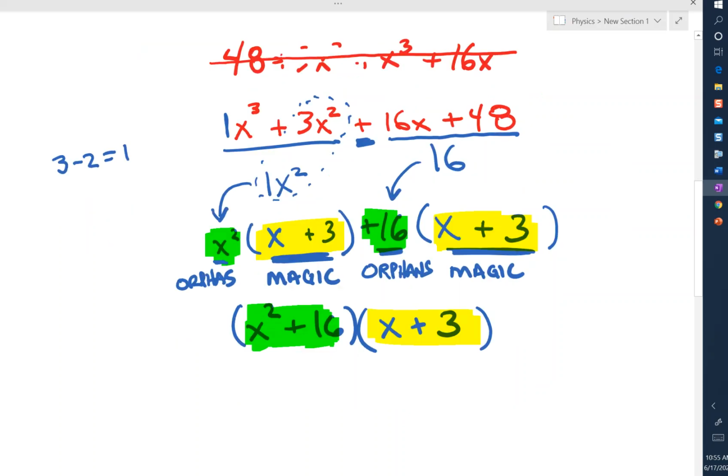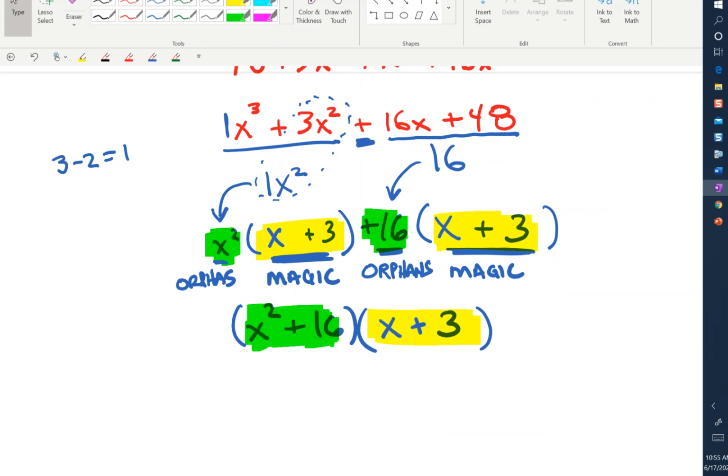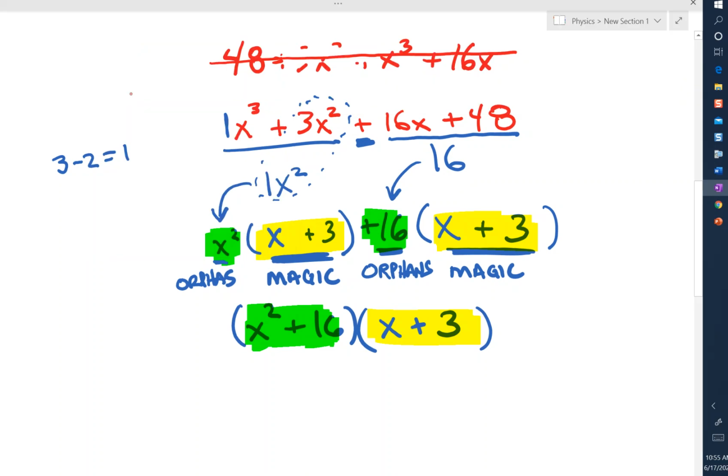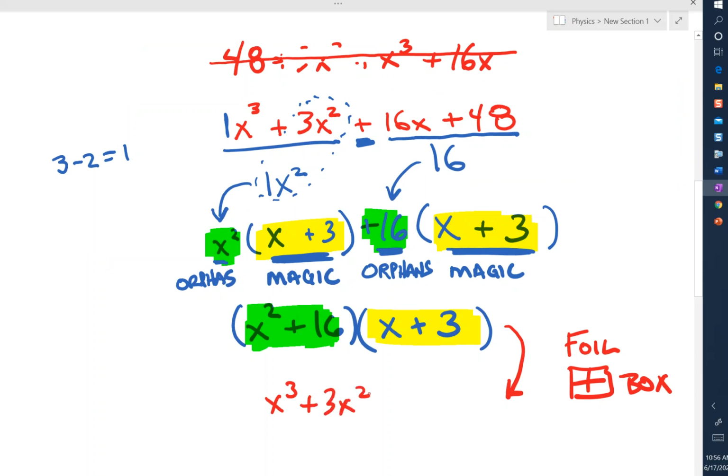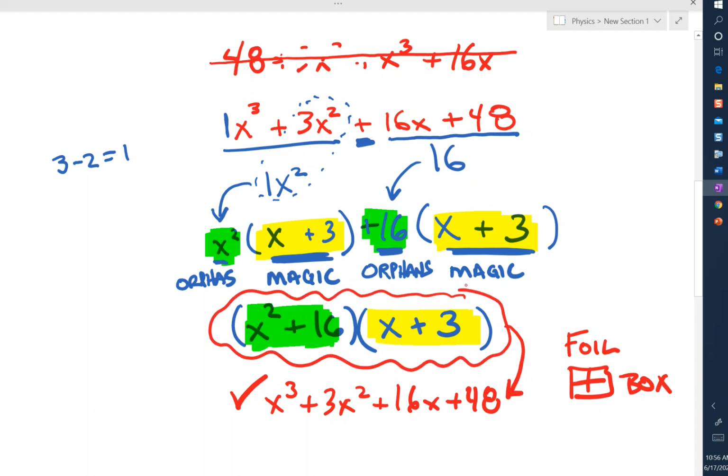And again, I won't do it, but if you wanted to check your work, you could multiply those 2 binomials together. Typically you do it with something you've learned, FOIL or the box method. And you will go back to what you originally started with. It would be x cubed plus 3x squared plus 16x plus 48. And this would be your answer. This is your factoring by grouping. This is just to check it.